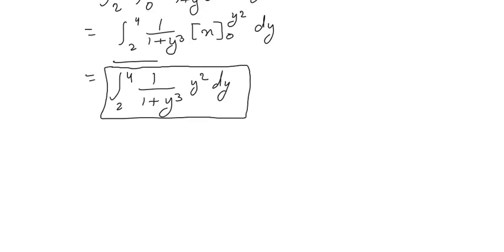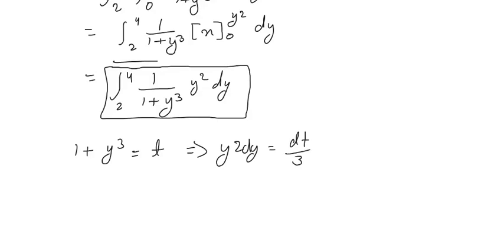For further solution, substitute 1 plus y cube equal to t. We are letting 1 plus y cube equal to t. So here y square dy is equal to dt by 3. I is equal to 1 upon 3 integrating from 2 to 4 of 1 by t dt.